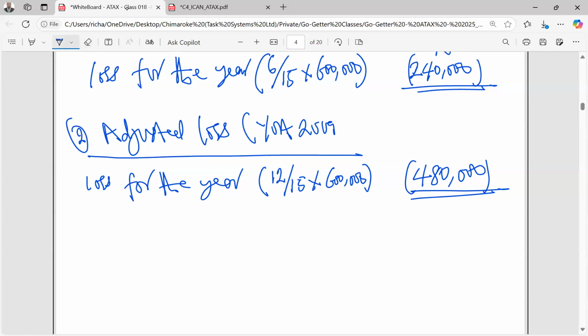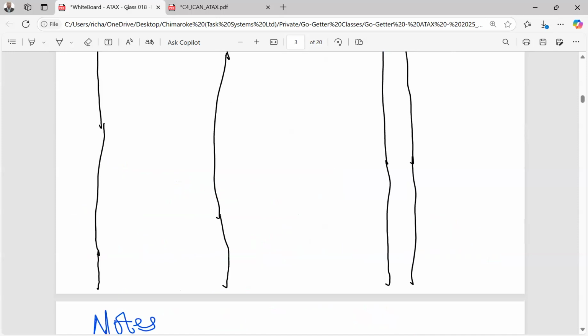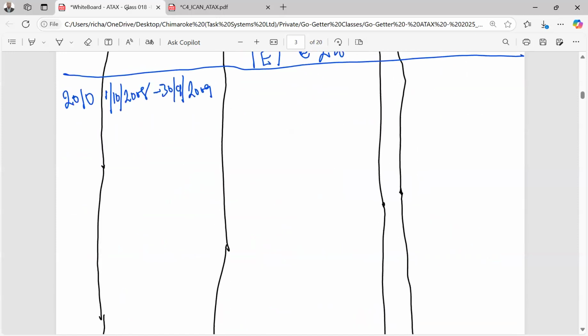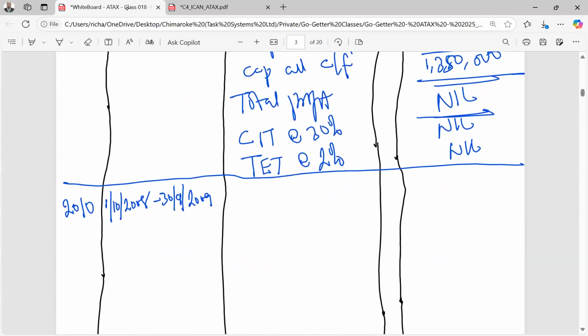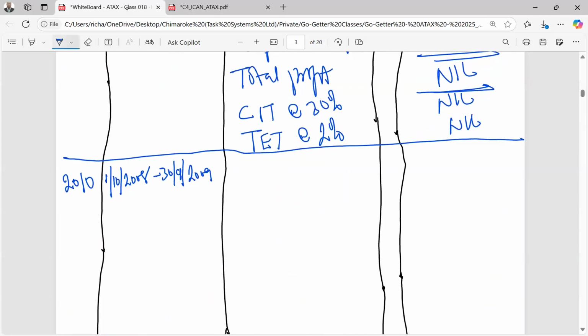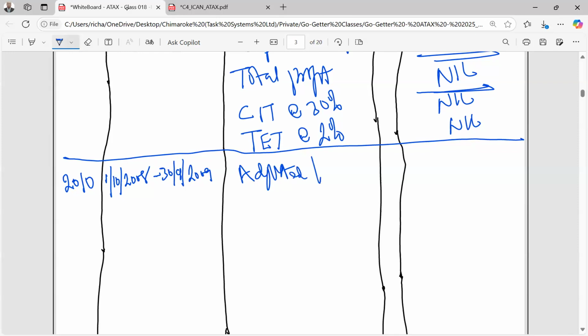2009 and 2010 because the same working I'm going to be using. So I have how much there as my figure? 480. So that's what it's going to be. Adjusted loss. I'll say workings 2, 480.